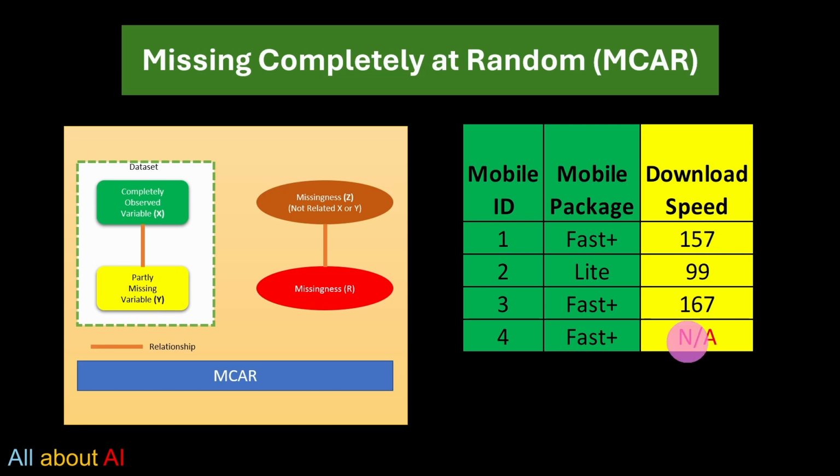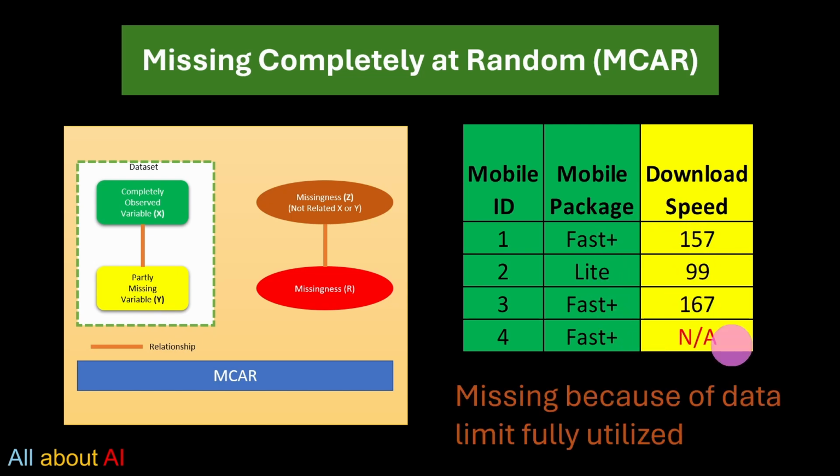This is Y. Now you can see from this data, the missing value is because the data limit is fully utilized. And here there is no relationship between missingness and the observed or missing variable. That's why in missingness, there is no relationship between these two, which are green and yellow. There is always some factor causing missingness that is not related to X or Y. We don't know it based on the data. So that relationship will be there for all three types.